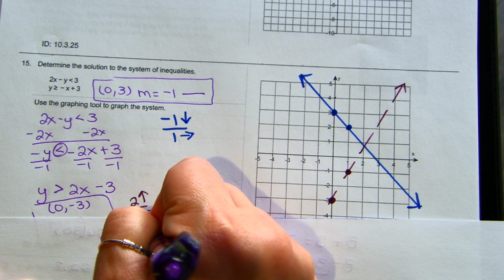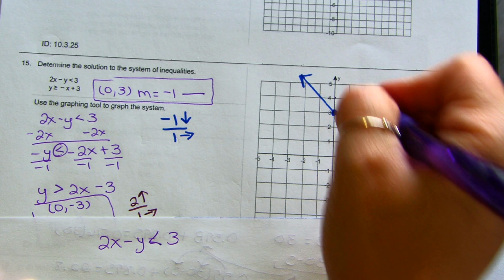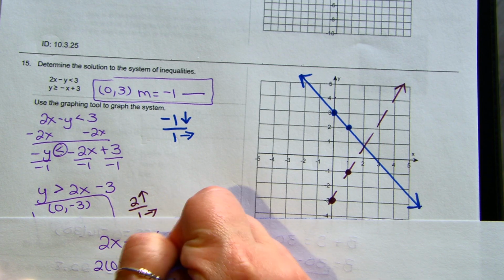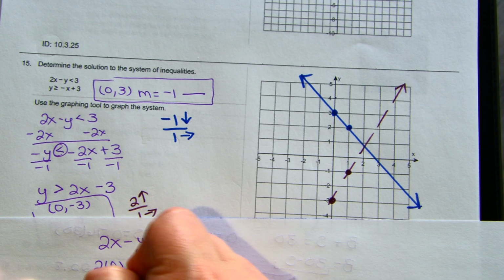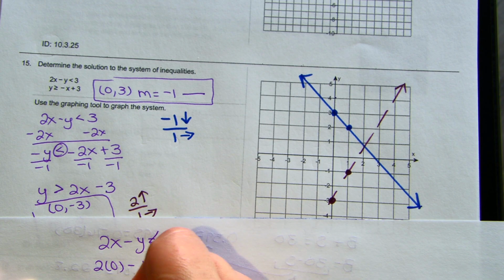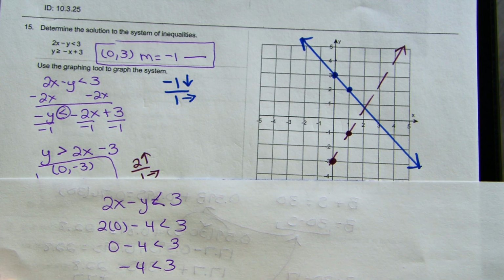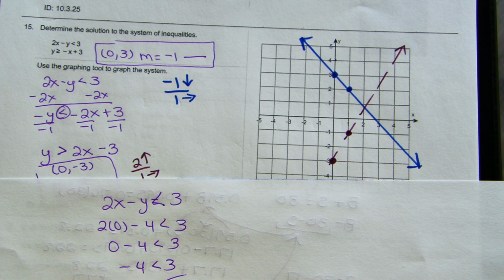So again, it worked for the top one, but we needed it to work for both. So the bottom one was y is greater than or equal to negative x plus 3. I'm plugging in 4 for y and 0 for x. 4 is greater than or equal to 3. That's true, 4 is greater than 3.